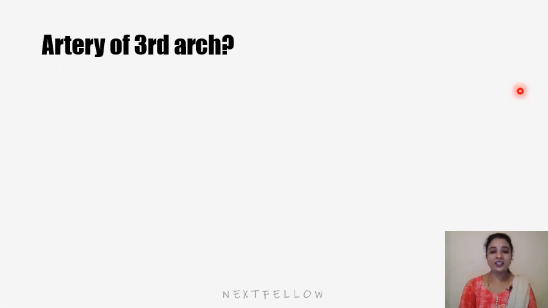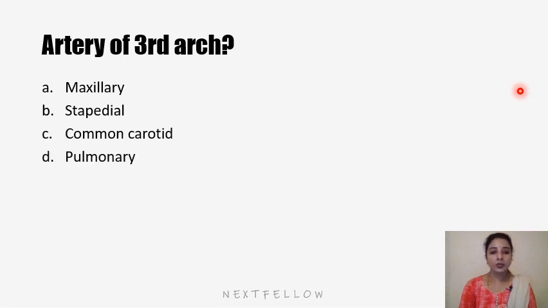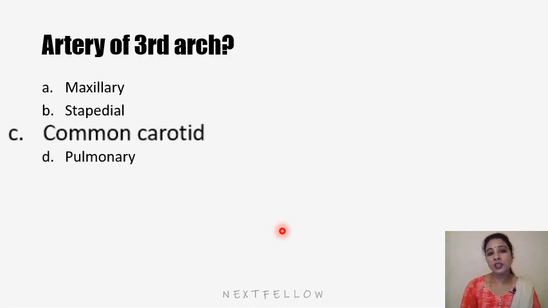Let's have one multiple choice question. What is the artery of the third arch? I hope you all know the answer. Maxillary, stapedial, common carotid, pulmonary trunk. So the third arch artery forms the common carotid artery, and the distal part of it will also form the internal carotid artery, both on right and left side.